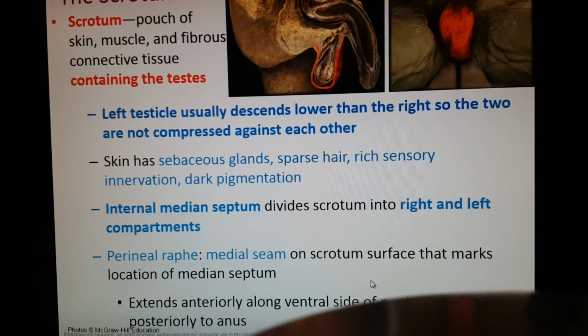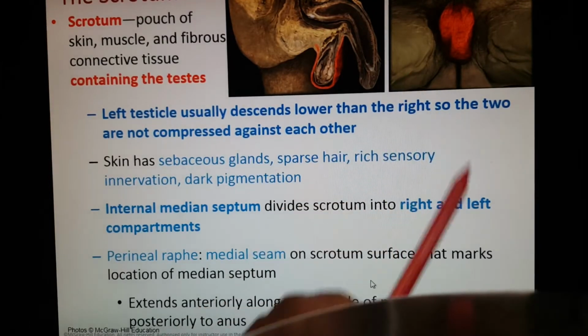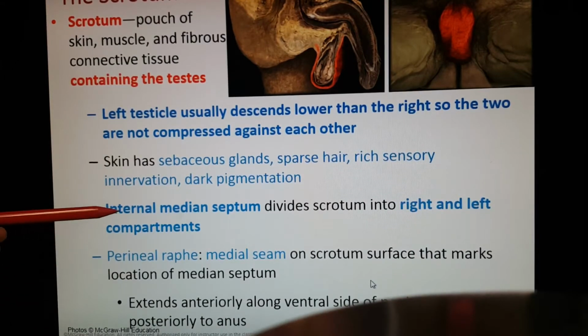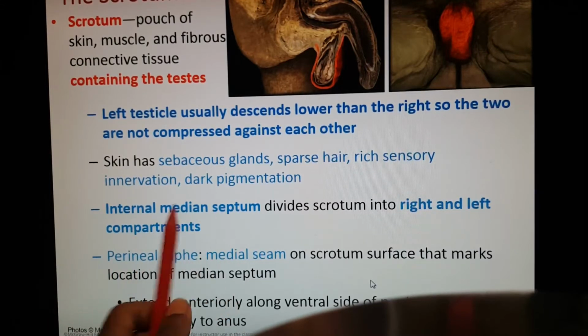It's also separated into two different compartments, which unfortunately you can't see in the picture, but there is a septum that divides the right and the left. On the outside, the perineal raphe is a seam that shows you where this internal medial septum is dividing the left and right sides of the scrotum.